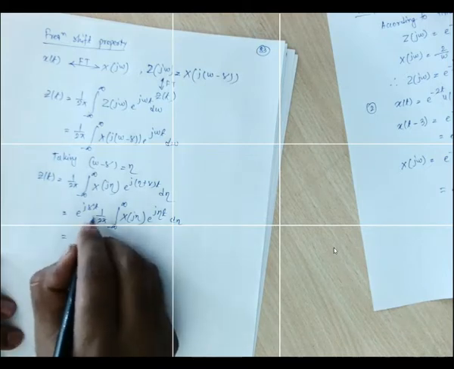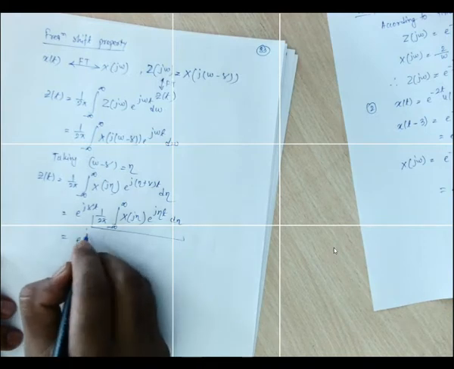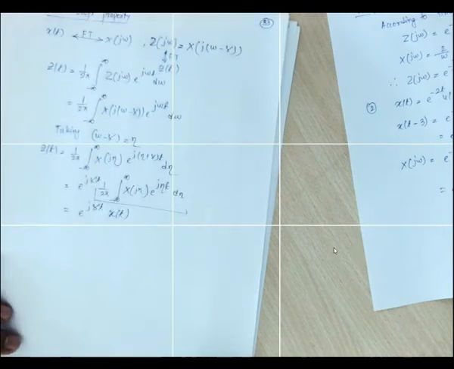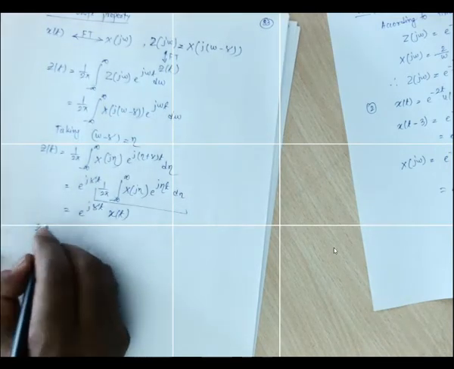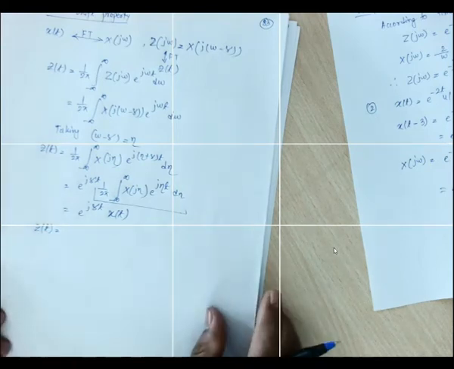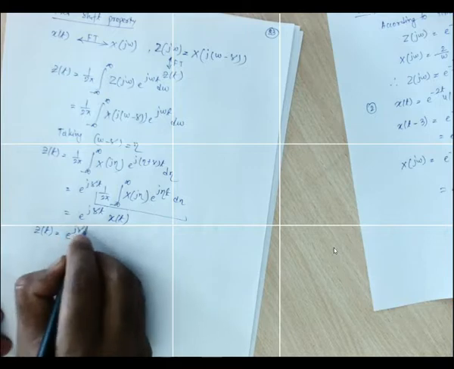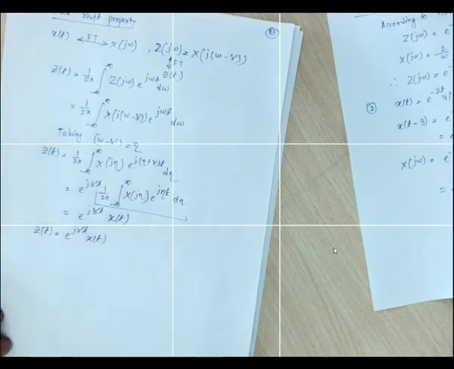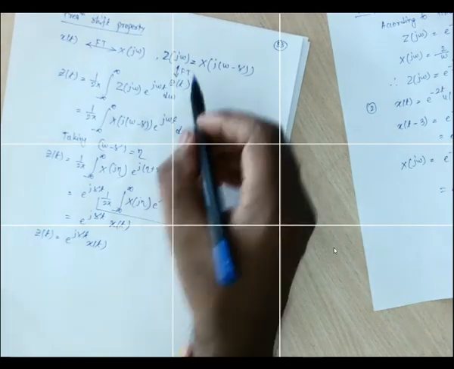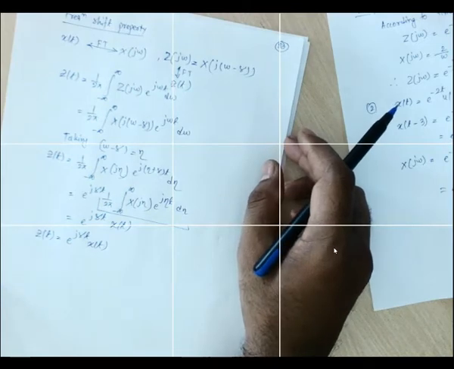This portion is same as our x of t. So what we can say, z of t is the same as e to the power j gamma t x of t. Okay, so what is this z of t? Z of t is a time domain signal for the frequency shifted signal.